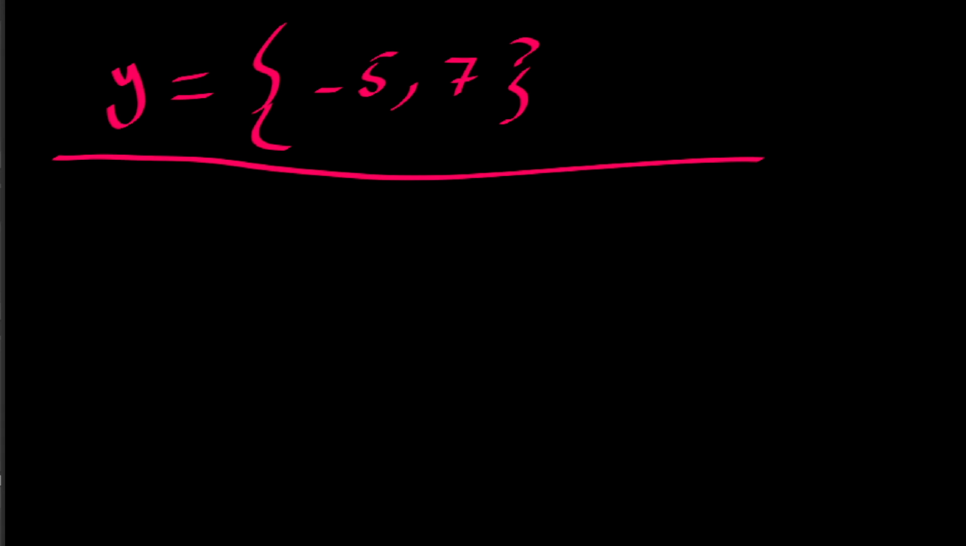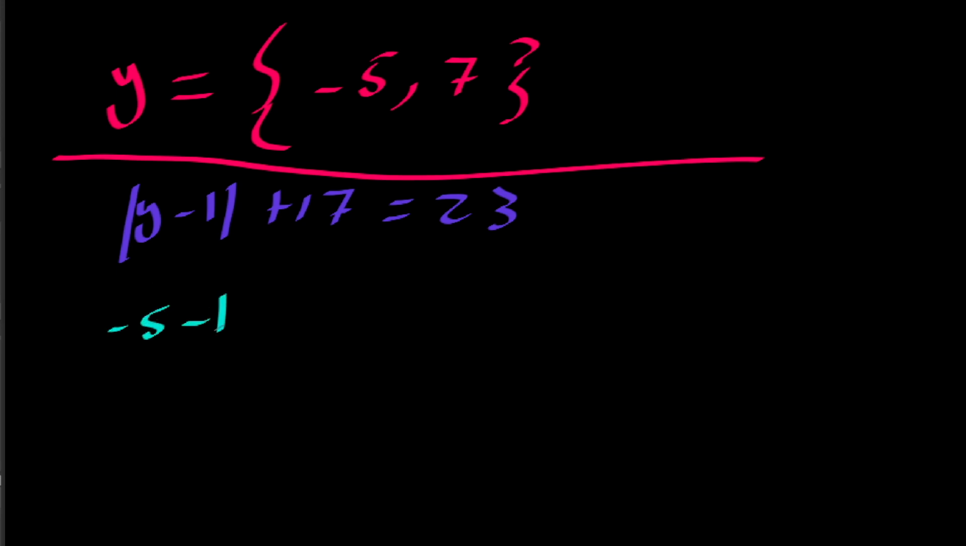So if we were to take our original problem, the absolute value of y minus 1 plus 17 equals 23, let's see if -5 and 7 give us the actual answers, or if one of those is extraneous. Let's see, -5 minus 1, the absolute value of that, that would be -6, so that'd be +6. 6 plus 17 is 23, so that checks out.